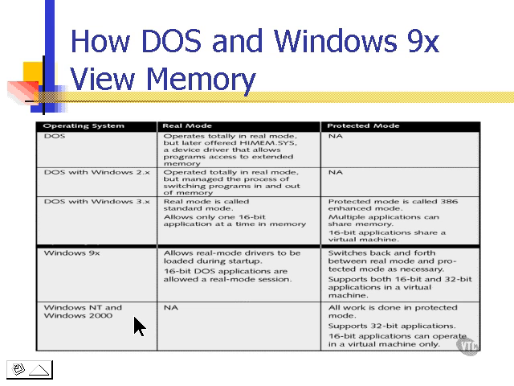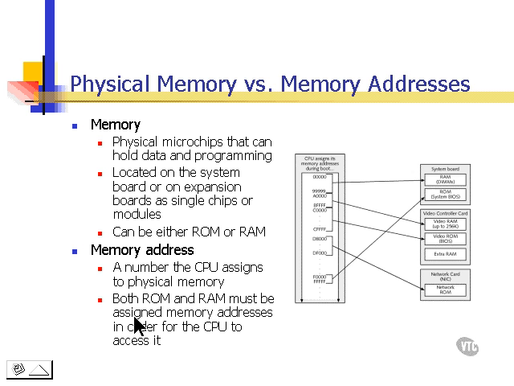There's a difference between memory itself and a memory address. Physical memory is stored on a chip. The physical memory is actually stored in the memory chip itself. The memory address is a number that the CPU assigns to the physical memory, and both ROM and RAM are assigned memory addresses in order for the CPU to be able to access them.